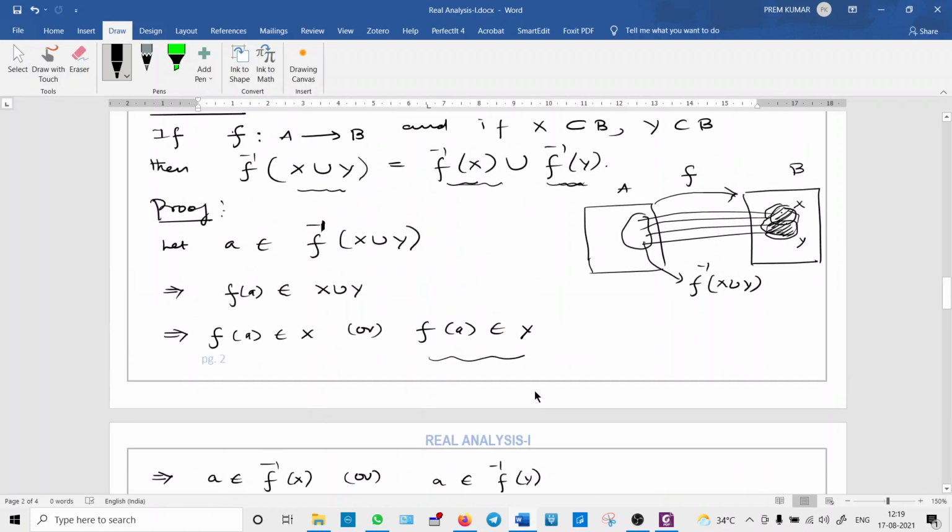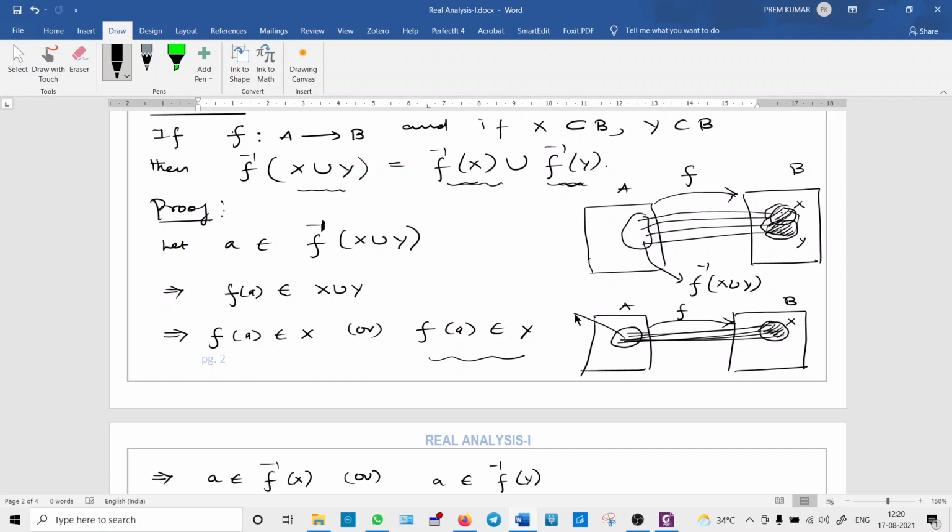For example, suppose this is x alone. First I concentrate on x alone. This is the codomain B. This is the domain. My f is a function from A to B. Suppose we take only x alone, because x is a subset of B. And what are the pre-images of this set? All the elements will have pre-images. Some element may not have any pre-image, that we don't mind. So many elements are there. And this set, whatever the pre-images, we call f inverse of x.